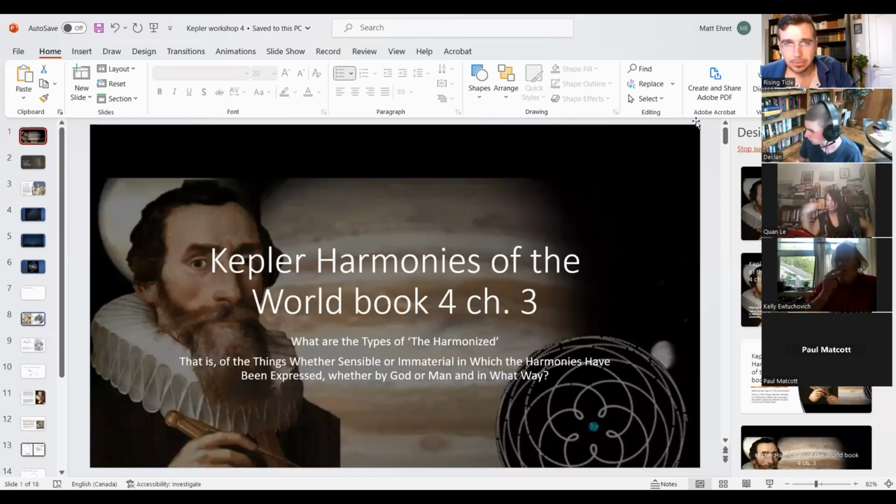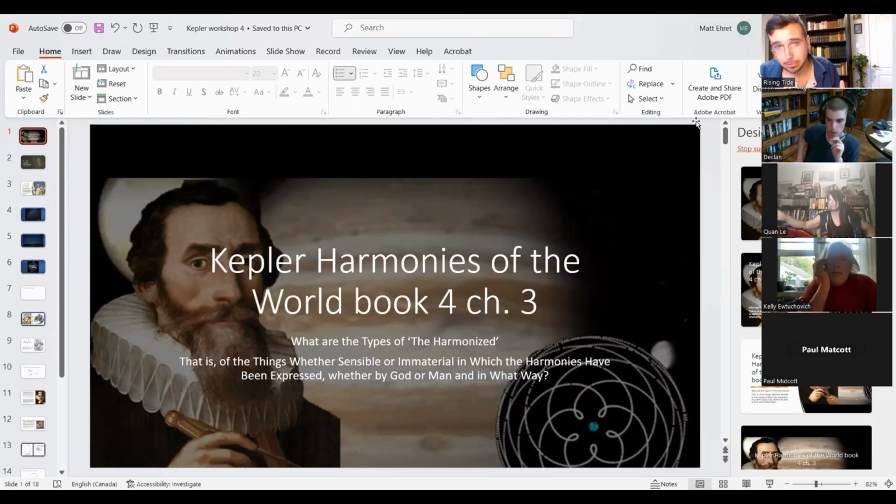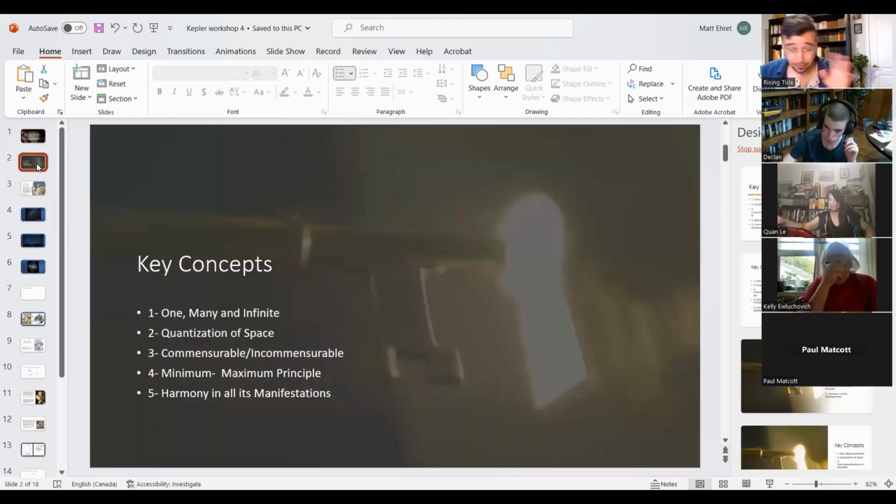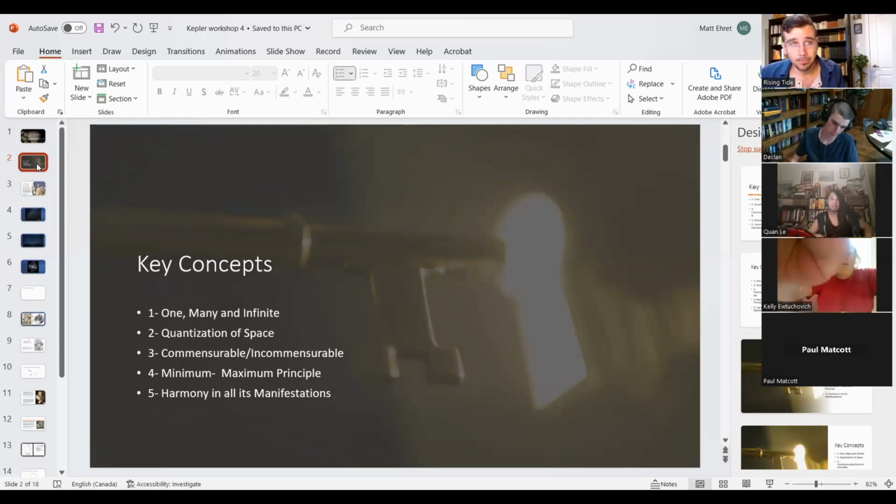So this chapter that we're going to read, chapter 3 of book 4 of the Harmonies, is called What Are the Types of the Harmonized? That is, and this is all Kepler's words, of the things, whether sensible or immaterial, in which the harmonies have been expressed, whether by God or man, and in what way. Big subtitle. There are 5 key concepts that I think it's good to have in the back of our minds. Kepler definitely worked through these core concepts. Lyndon LaRouche put a lot of emphasis upon these concepts in his Science of a Christian Economy. We're going to just look through very summarily some of them.